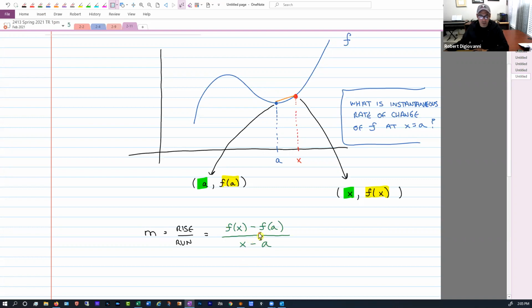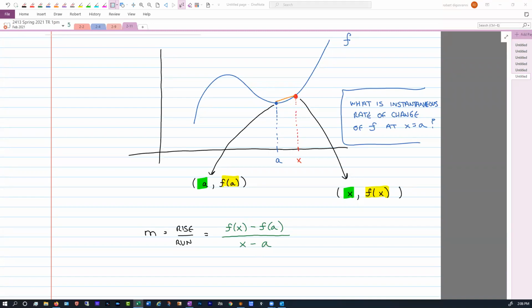This should give us the slope of the line connecting these 2 points. But now we need to make it calculus. Matthew, are you there? Yes, I'm here. How do we make this calculus now?